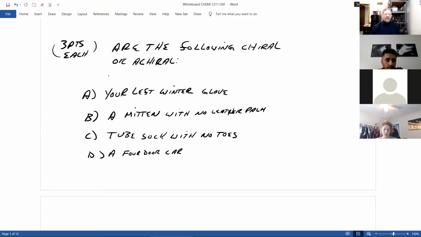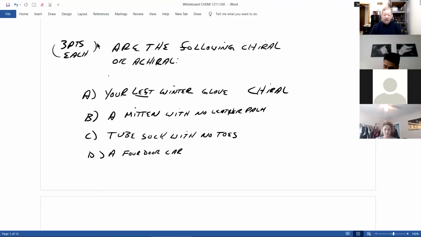All right, let's take a look at this. Now, remember, chiral means it has a non-superimposable mirror image, and achiral, it has a superimposable mirror image. Now, let's look at number A, or letter A, your left winter glove. Now, as soon as you see the word right or left, you know it's going to be achiral. What am I saying? Even I make a mistake once in a while. I caught it though. It will be chiral, handedness.